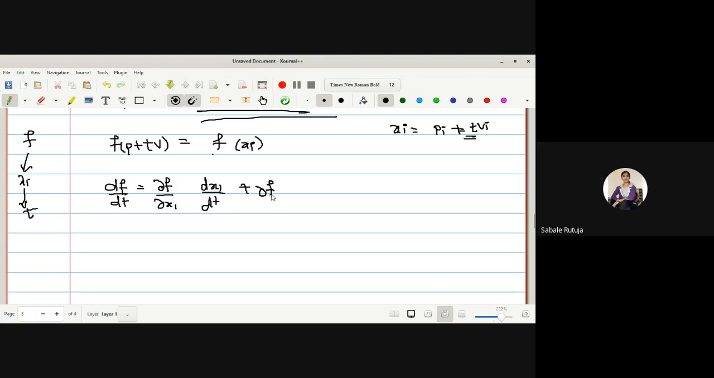Yes, ma'am. Dou f by dou x2, derivative of x2 with respect to t, plus similarly f with respect to x3, then derivative of x3 with respect to t. Yes, what is dou f by dou x1? Derivative of a function f with respect to x1. Can you find this unless and until you are knowing a function?